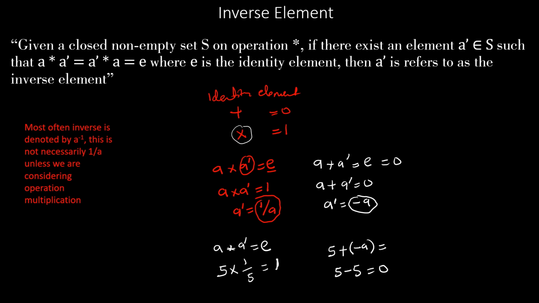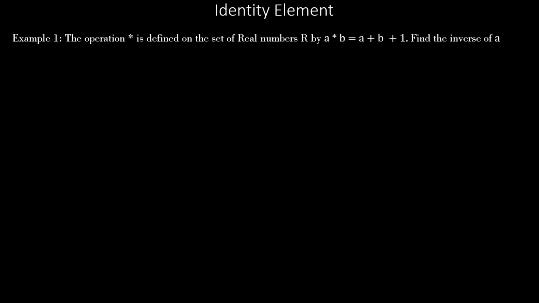Most often inverse is denoted as a raised to the power of minus 1. This is only the case whenever we are considering the operation multiplication. Looking at this example, we have the operation asterisk defined on the set of real numbers by a asterisk b equals a plus b plus 1. Find the inverse of a.